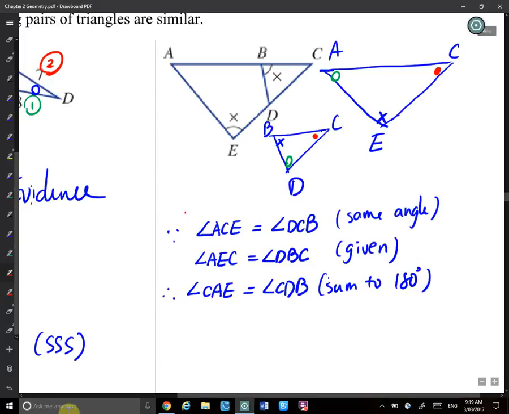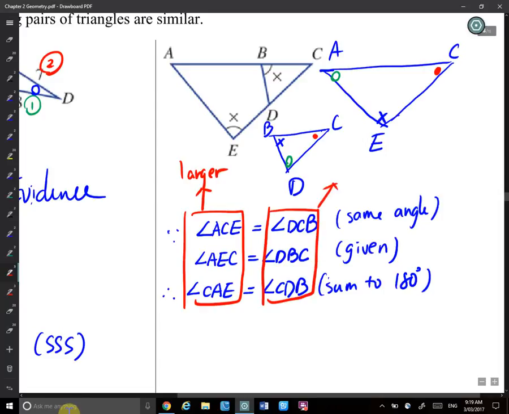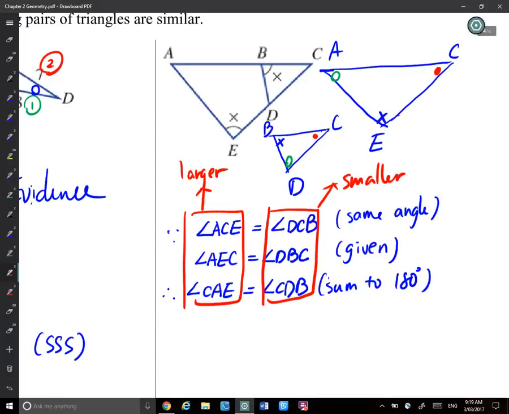If you can see, those are all the angles in the larger triangle, and those are all the angles in the smaller one. So I write things in order. All the larger one in the front, all the smaller one in the back, or the other way around. It makes it easier for you to think about things.